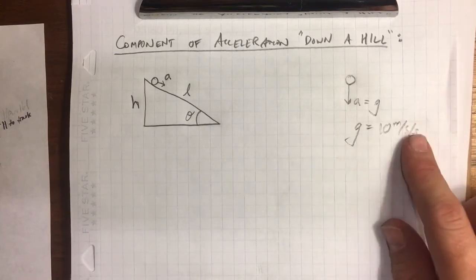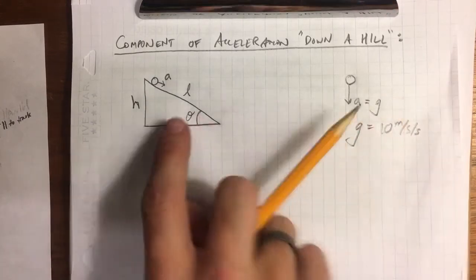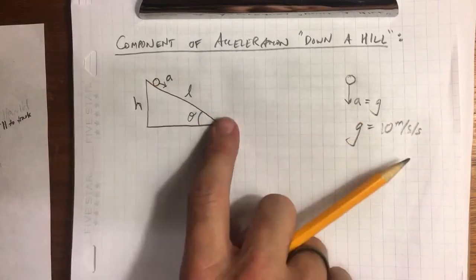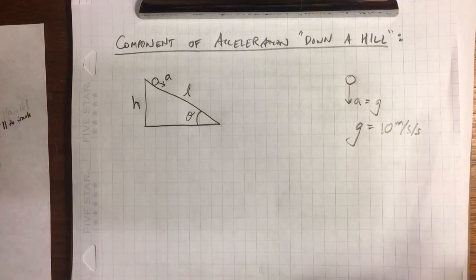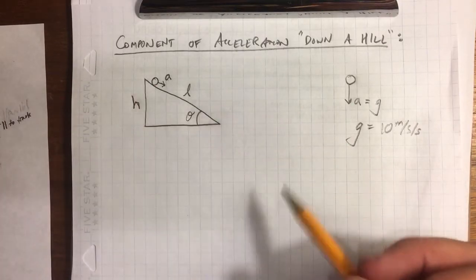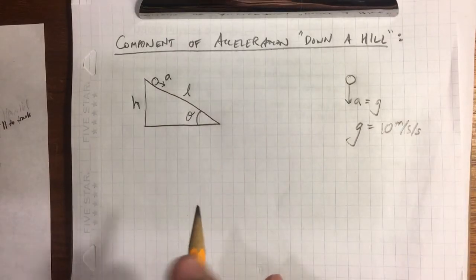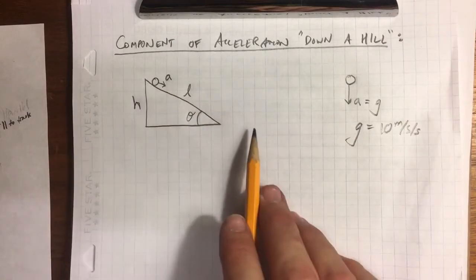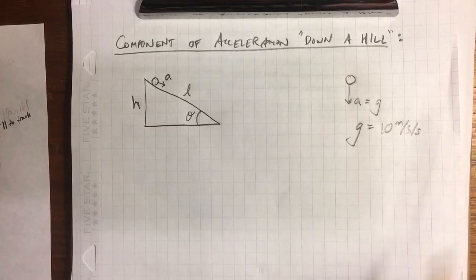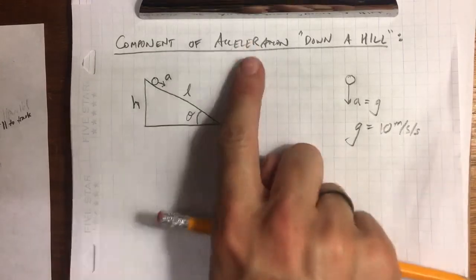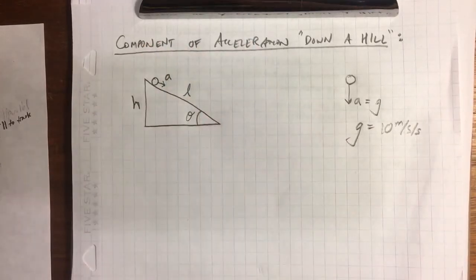But we can apply this idea to a situation where an object is actually rolling down a hill. When we have to deal with friction and real world situations, then this approximation breaks down. But if you've got a really simple situation where something is just rolling down a hill and we don't have to worry about friction, we can look at it in terms of acceleration components. Here's what this looks like.